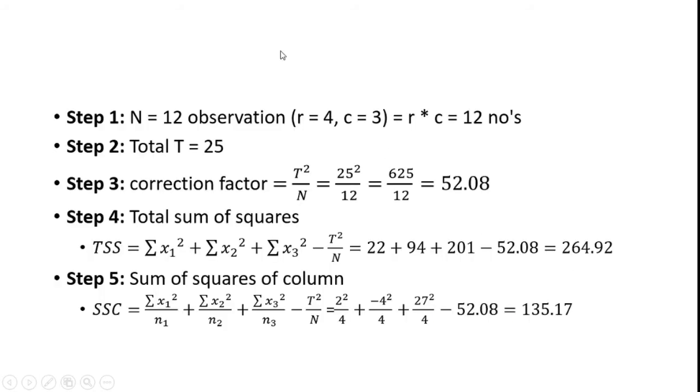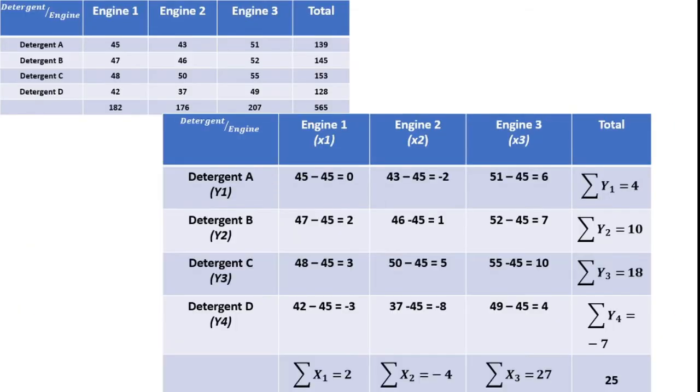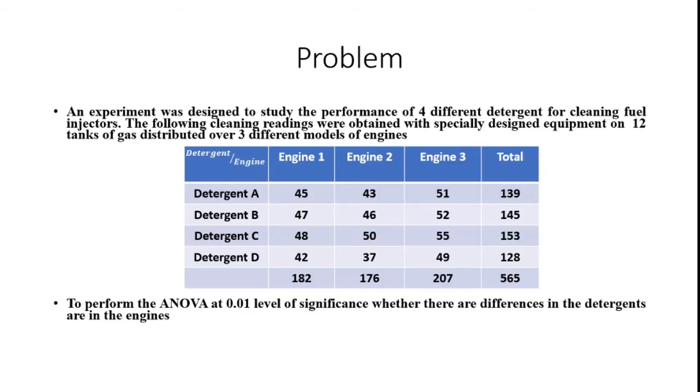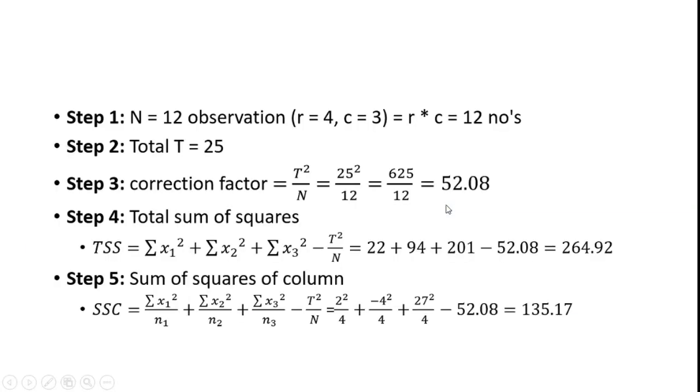And then the steps followed. Step 1, n is equal to 12. Regarding how the 12 came, according to our problem, the values are observed from the experimental setup with 4 detergents and 3 engines. So 4 cross 3 is equal to 12 data I got. So the capital N is equal to 12 observations.